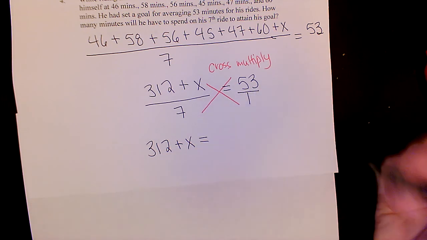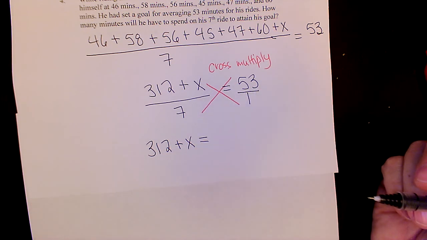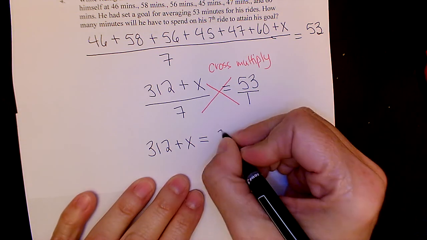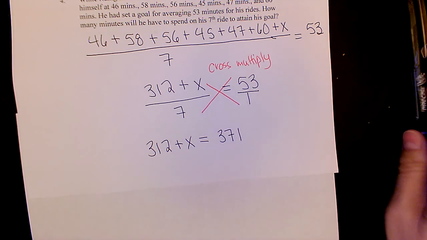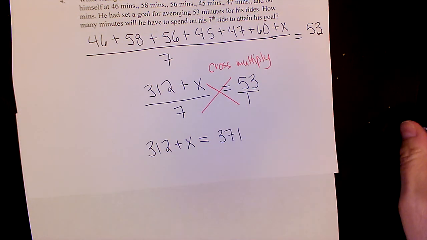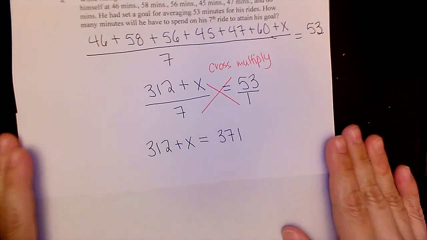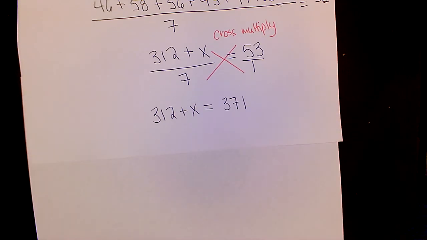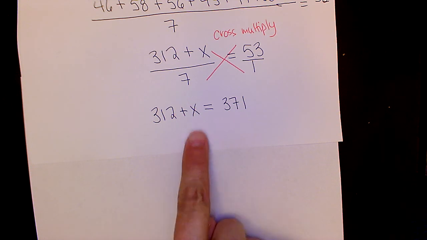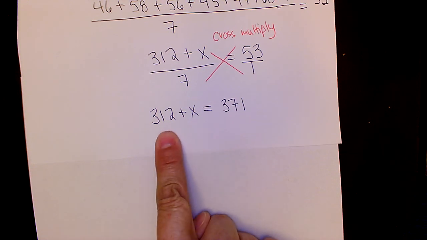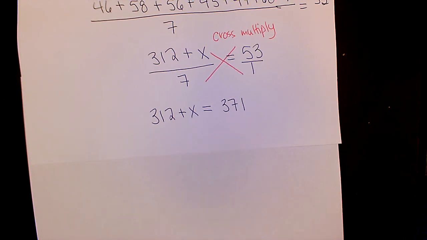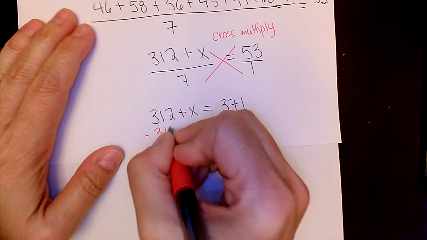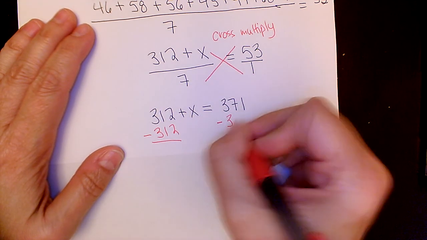And then 53 times 7, if I punch that in the calculator, that gives me 371. Okay, good so far. So, what can I do to both sides to get this x alone? Can I get rid of this 312? And how would I do it? So I'm going to subtract 312 from both sides.